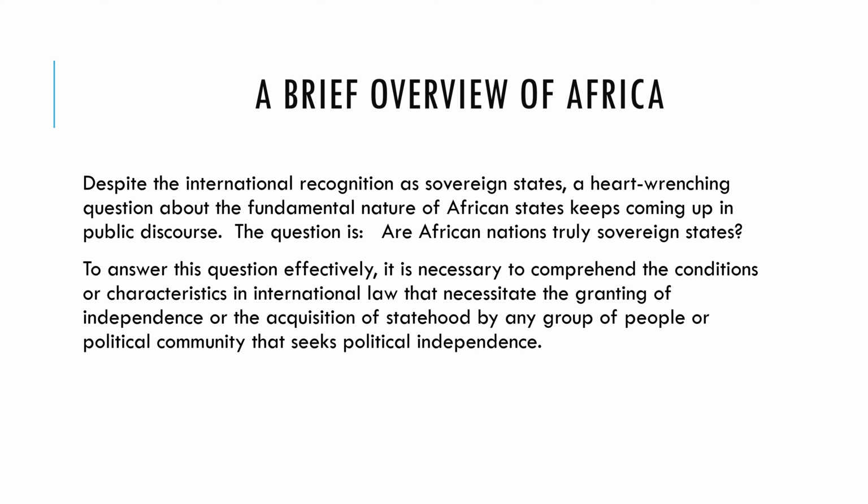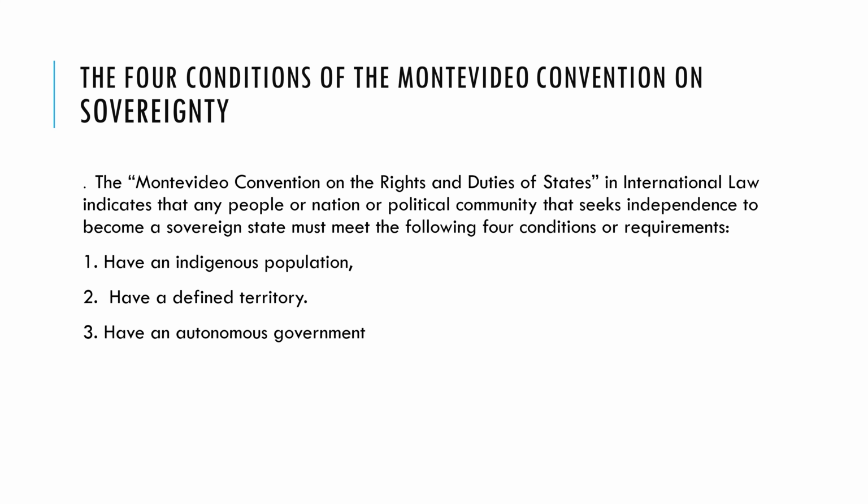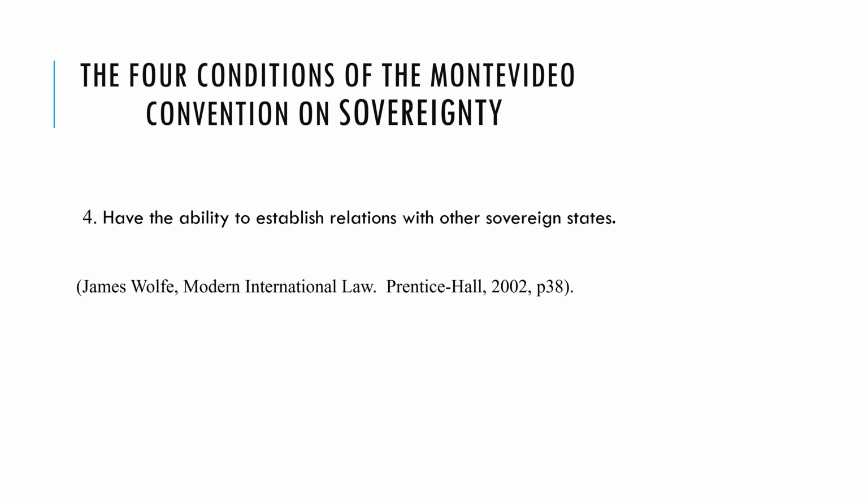Now let's look at the four conditions of the Montevideo Convention. They are that any community or political group that is seeking independence to become a sovereign state must meet the following four conditions or requirements. 1. Have an indigenous population. 2. Have a defined territory. 3. Have an autonomous government. 4. Have the ability to establish relations with other sovereign states.